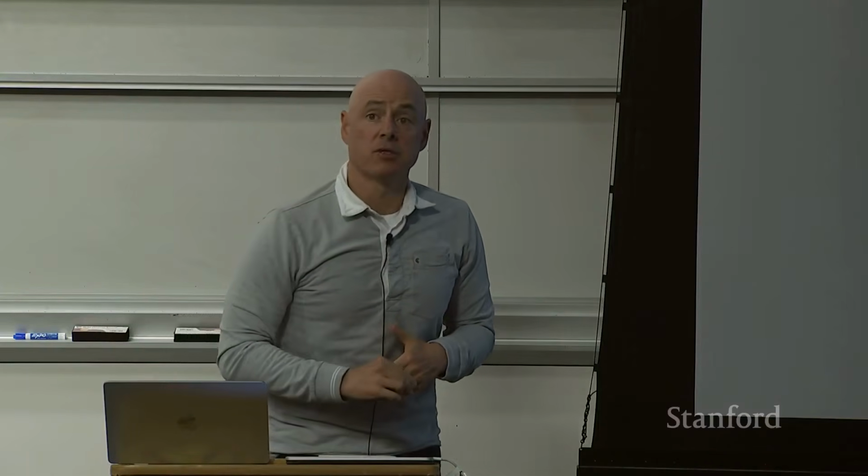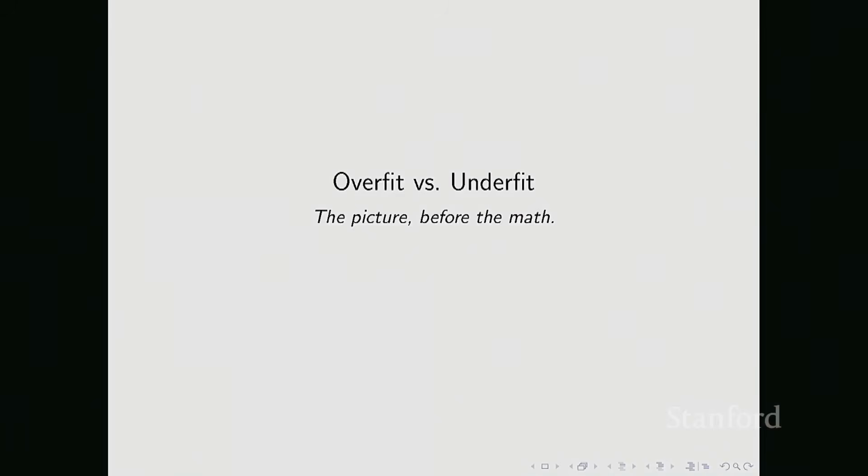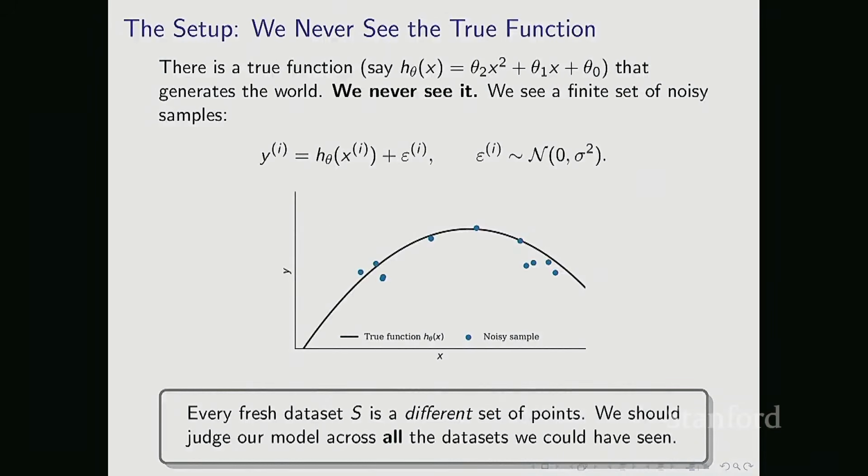Okay, so let's get some pictures about overfitting versus underfitting and hopefully make this concept crystal clear in your head. Here's the setup. There exists some true function in the world. We don't get to see those functions. But this true function, which I've drawn here for illustration, is this function h of theta, which is going to be some quadratic. Now, it's weighted by some parameters, theta 2, theta 1, and theta 0, and it generates the real world. So this is the forward model for our data, but we never, ever get to see h. We're going to try and learn h.